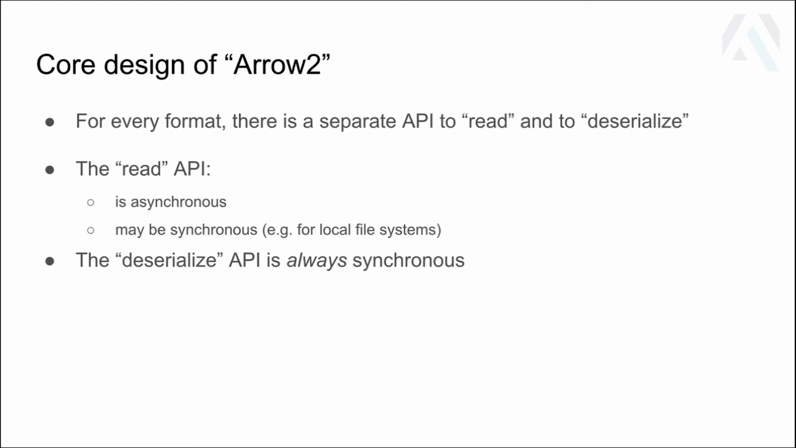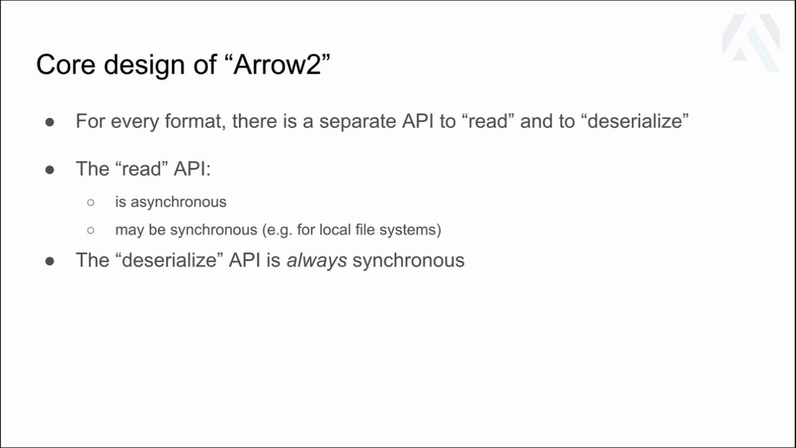And then you have the deserialize API, and the deserialize API is always synchronous. Which makes sense, right? Because the deserialize API is always CPU bound, so there is no reason to make it asynchronous. It will just perform compute. That is the core design in the I/O space. What this allows is, remember those two types of tasks, I/O bound and CPU bound, it allows the developer to very granularly select how to schedule these tasks.